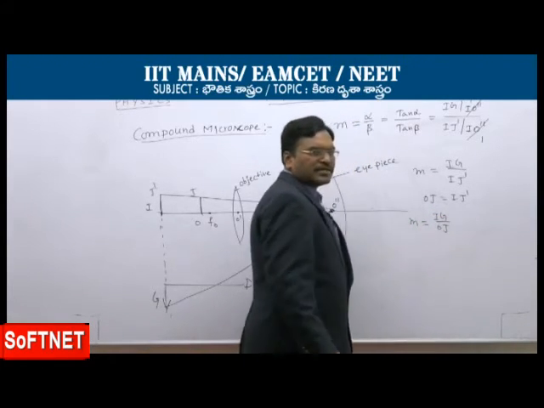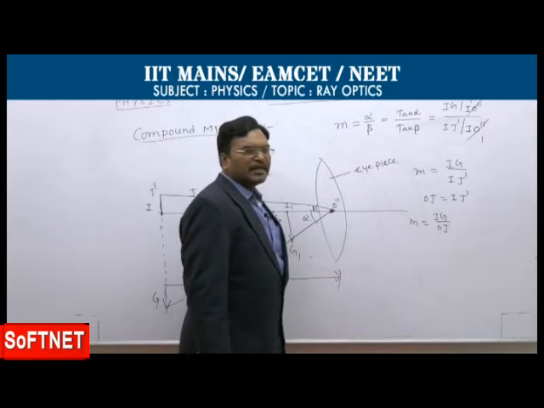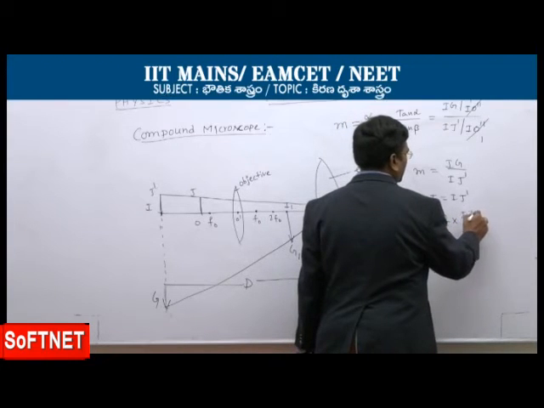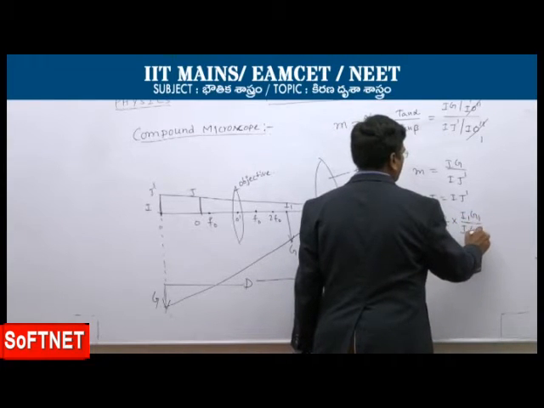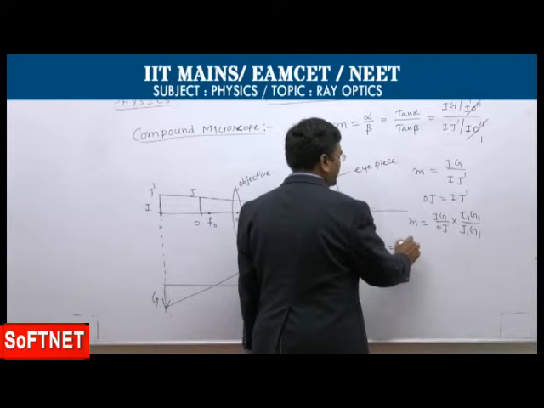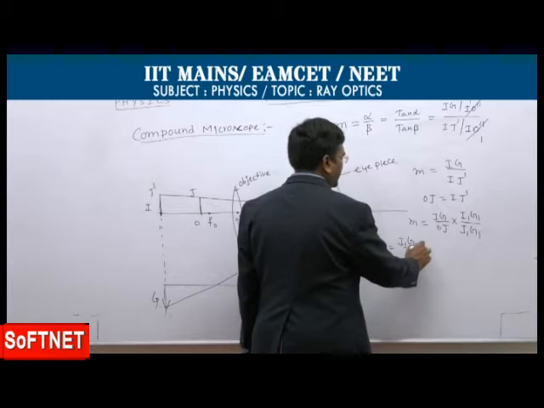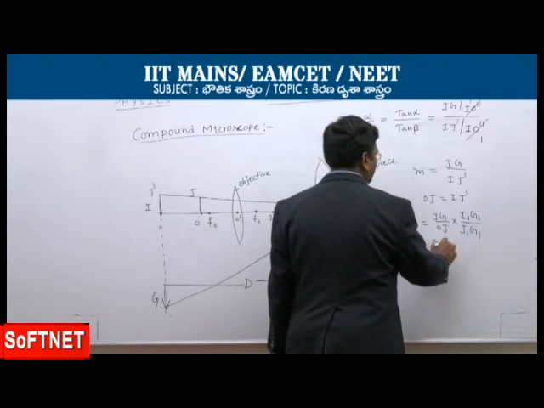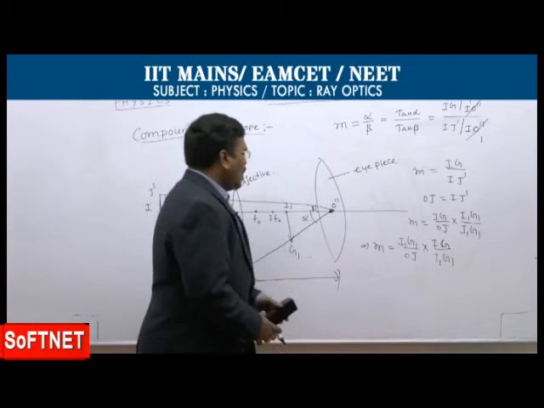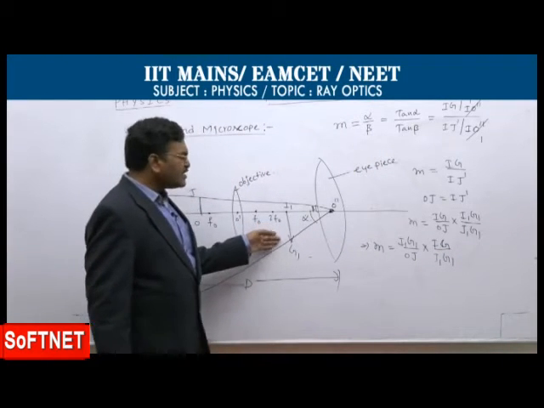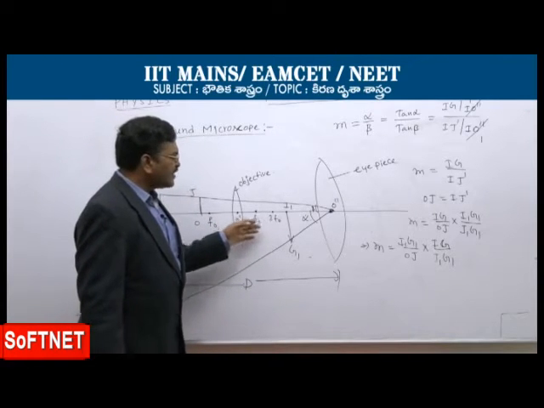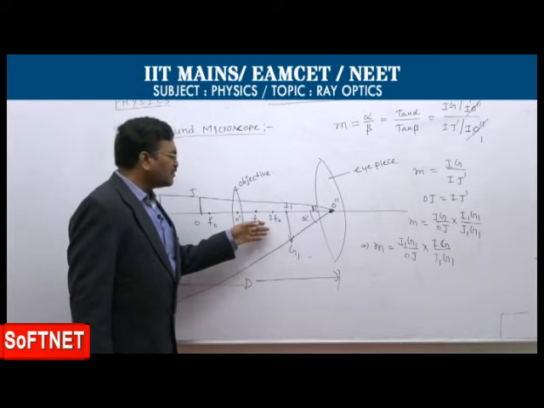Now the numerator and denominator are multiplied with I1 G1. We write m is equal to I1 G1 by Oj into Ig by I1 G1. What is I1 G1? I1 G1 is the image formed by the objective.